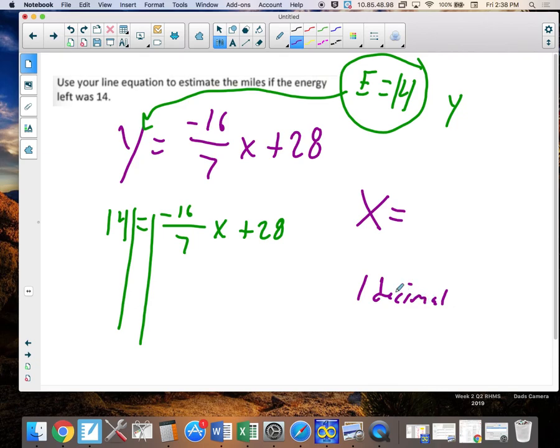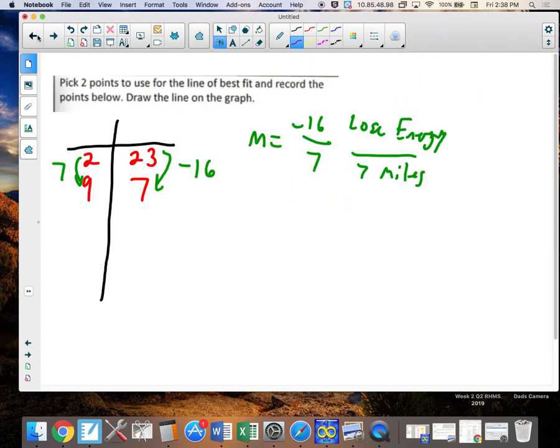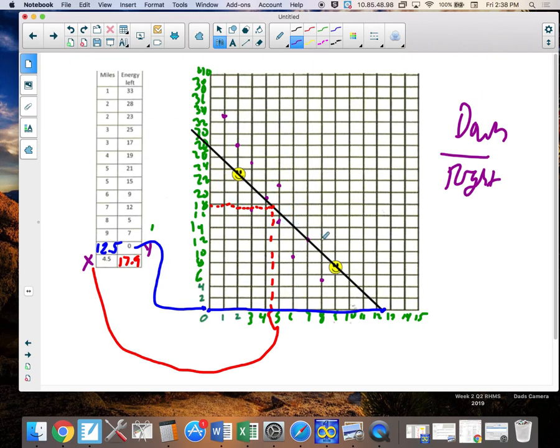And that is how we use line of best fit to evaluate some numbers, both by looking at the graph as well as just using the equation of the line that we have drawn.